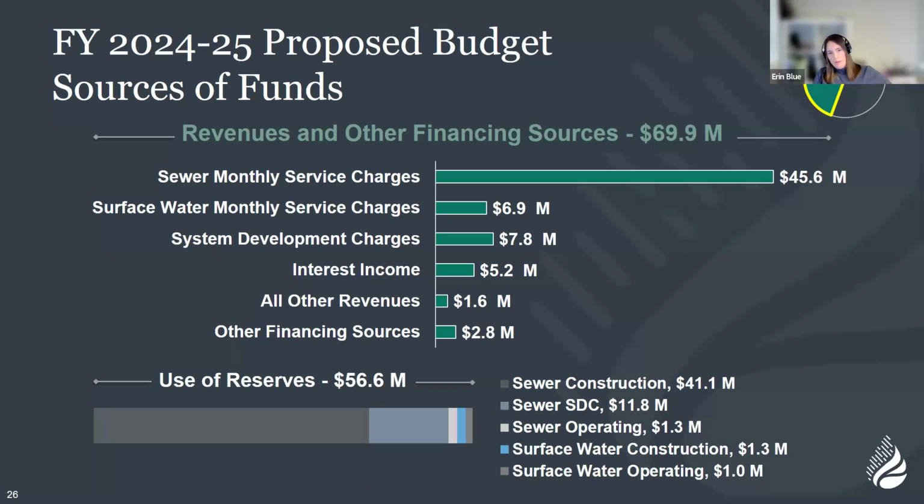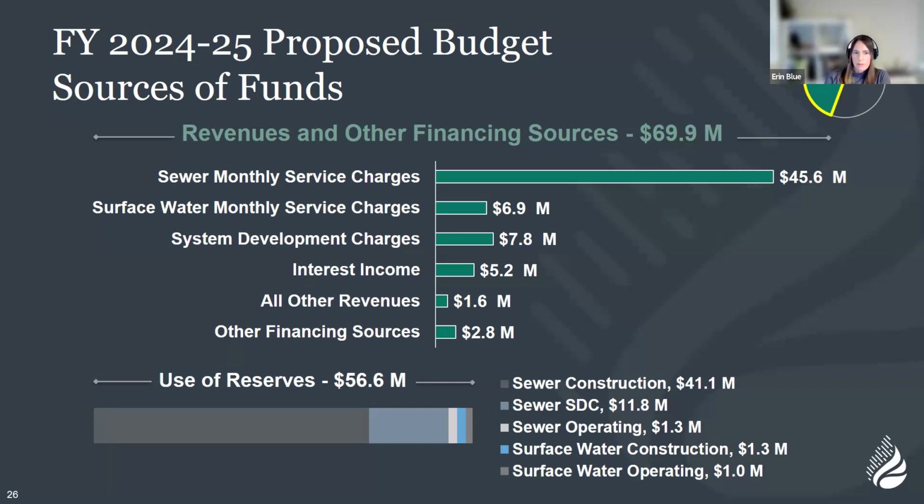So you'll recall that the spending was $129 million. There's a delta between revenues coming in next year and how much we'll be spending, and that's made up with the use of reserves. Most of those reserves are coming out of WES's construction and system development charge funds. The use of operating fund reserves that you see down there in that chart is just because we'll be ending this year with more reserves over WES's target level for operating reserves. So we're transferring those out of operating into construction. So it's really just a use of reserves from construction and SDCs to utilize on our capital outlay.